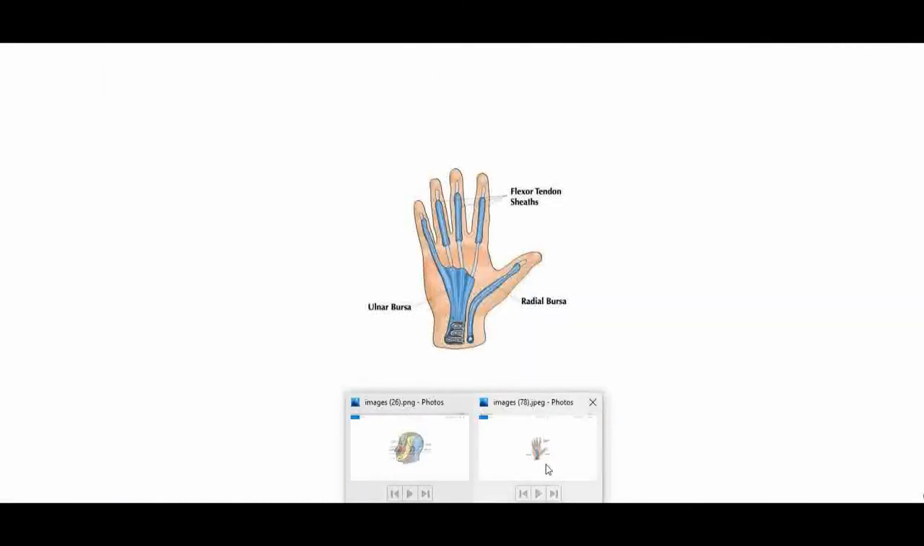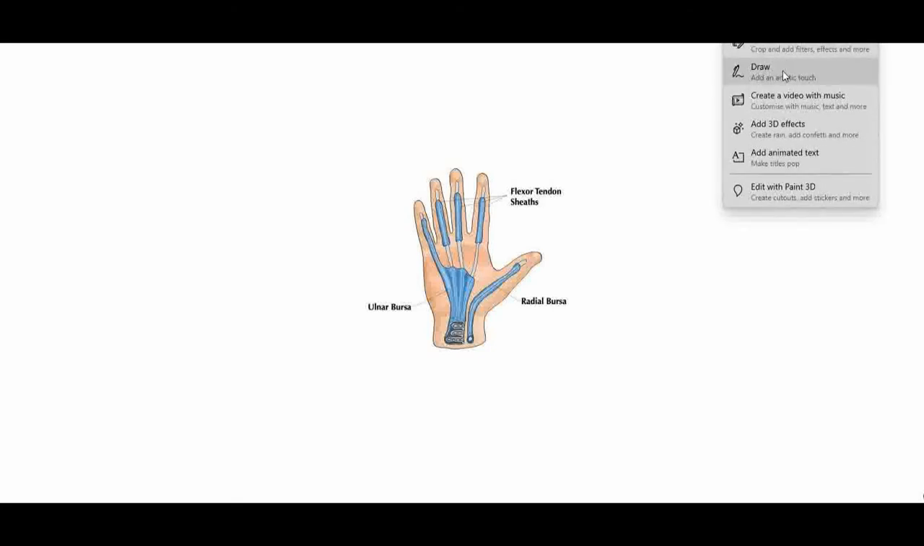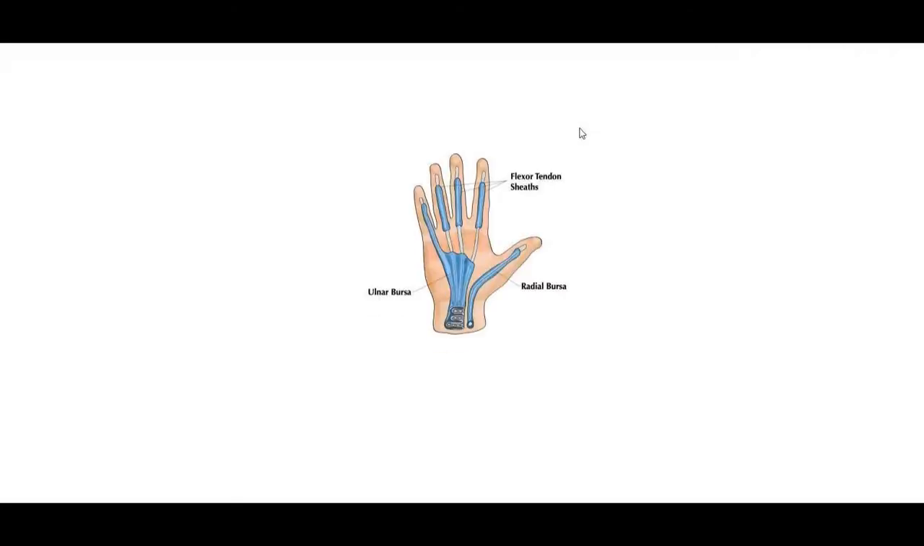Okay, so this is a picture of the radial and ulnar bursa. This is your radial bursa. You see that it is very separate from the ulnar bursa, which is the rest of them here. And it contains the long tendon of the flexor pollicis longus, whereas the ulnar bursa contains the tendon of the flexor digitorum profundus going to the median and the medial 4 digits.